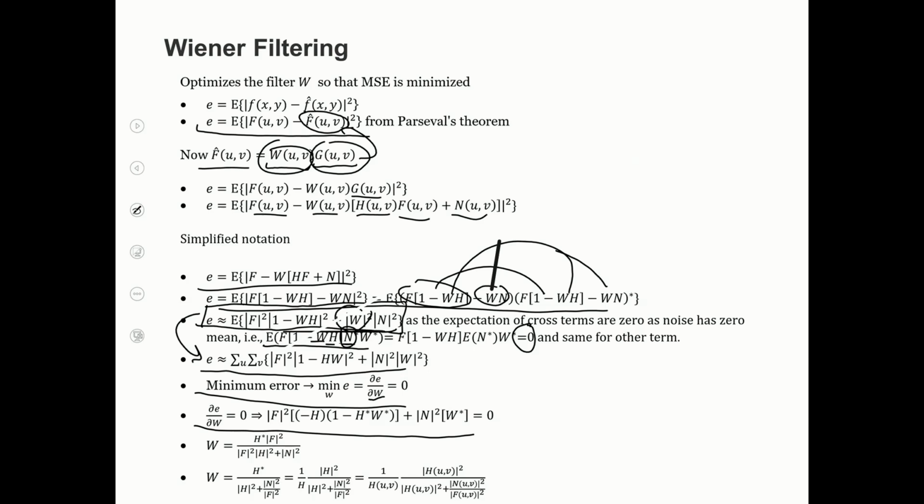So I have this term and this term. F is just a constant because I'm finding the derivative with respect to W, so this is just a constant term. For this one, I can write it like this. Plus N squared, again a constant term because I'm differentiating with respect to W, and this will be multiplied with W conjugate. If I take the derivative of this term with respect to W, not W conjugate, this term is a constant. So what will I get?